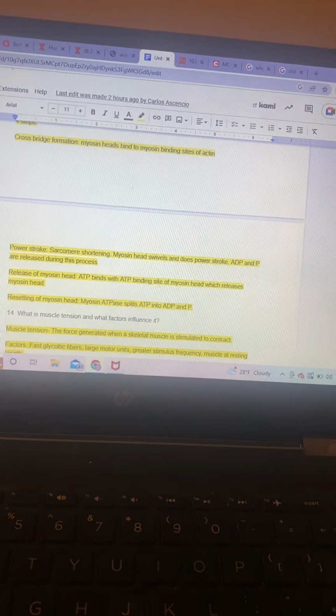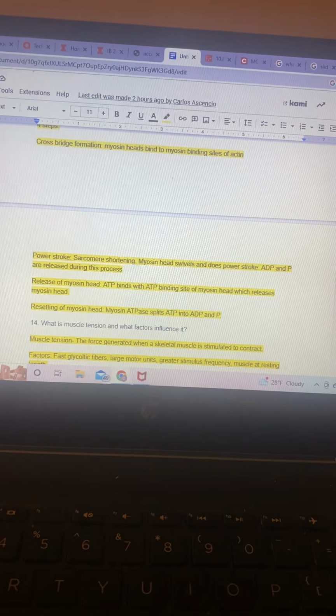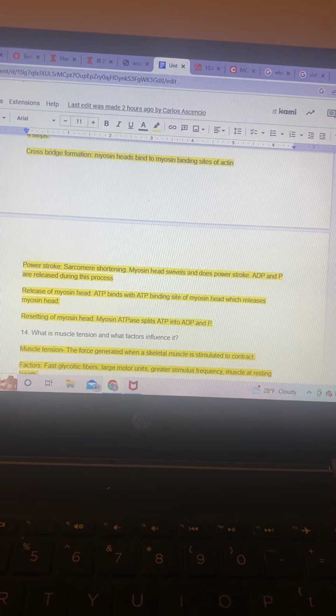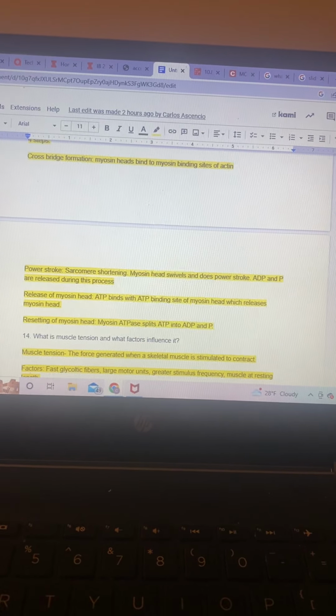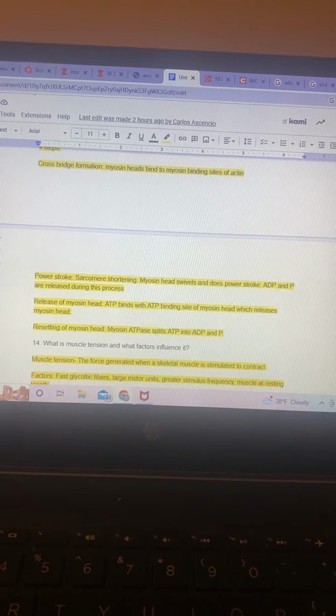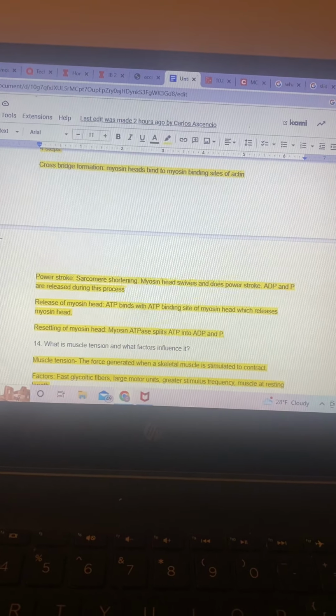There are 4 steps. The first one is cross-bridge formation, in which the myosin heads bind to myosin binding sites of actin. The second one is the power stroke, sarcomeres shortening. The myosin head swivels and does the power stroke. ADP and P are released during the process.